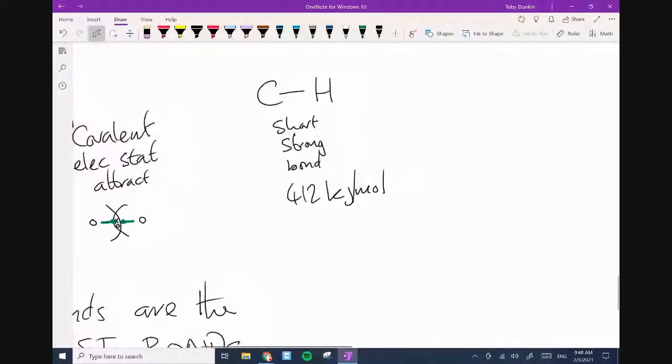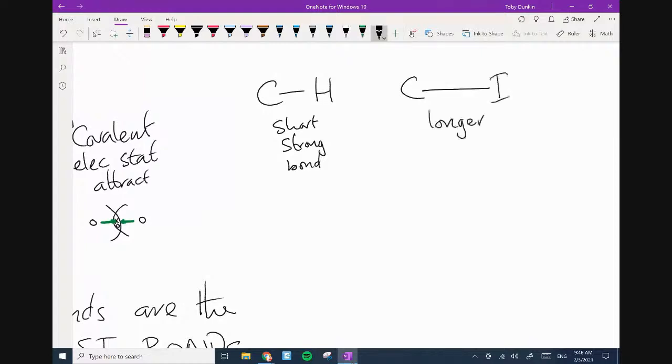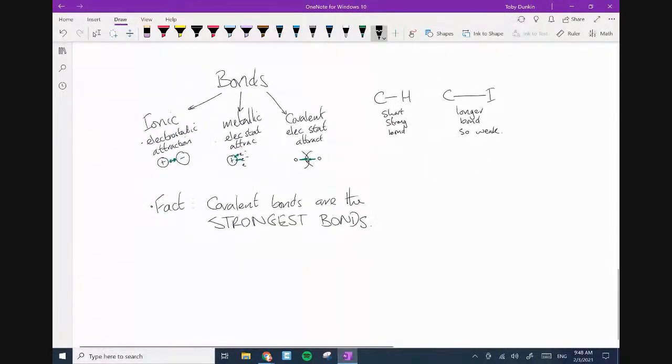But if you have something like a carbon-chlorine, carbon-iodine bond, it's much longer, longer bond, so weaker. But they're still strong. Covalent bonds are really strong. They are the strongest of the bonds.